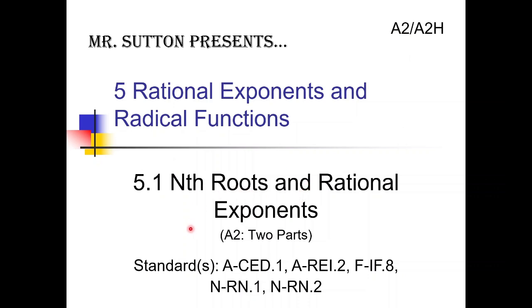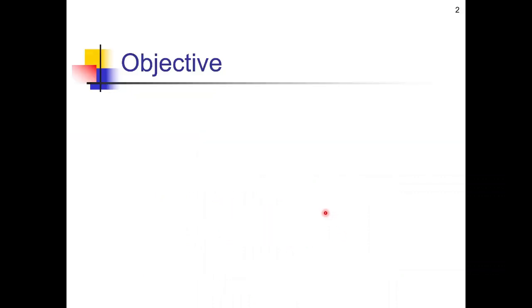If you're doing the honors version, this is going to be all in one shot. For the CP non-honors, we'll be splitting this into two parts. Here's what we're going over.